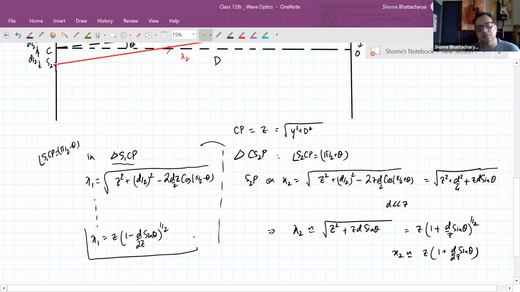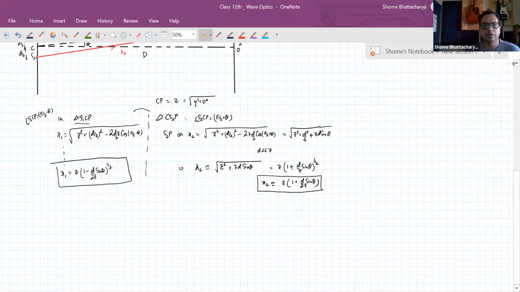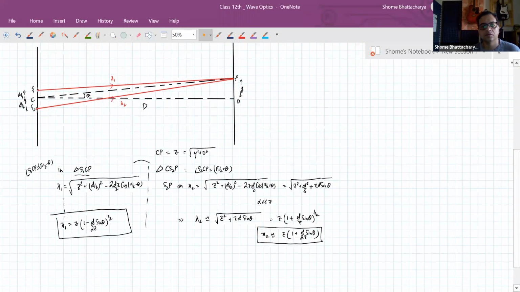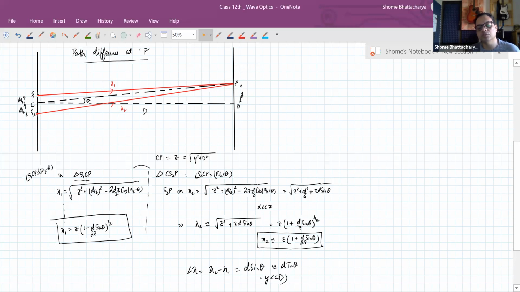So now you look at this expression and this expression and you calculate the path difference by subtracting the two. So you can just go through this once if you like. So this is the formula for path difference at P. So delta x, which is x2 minus x1, becomes d sine theta, which we can further approximate as d tan theta because we are taking y to be small compared to capital D also.